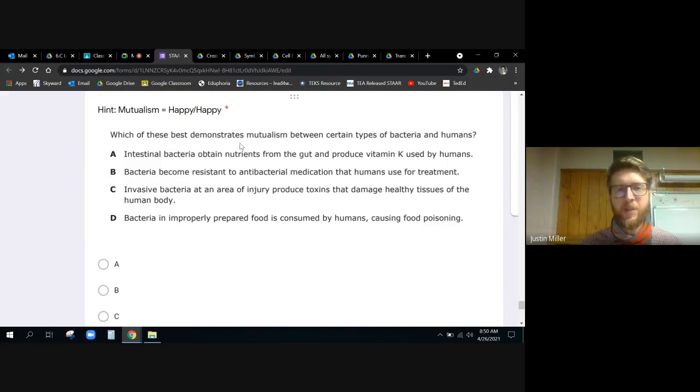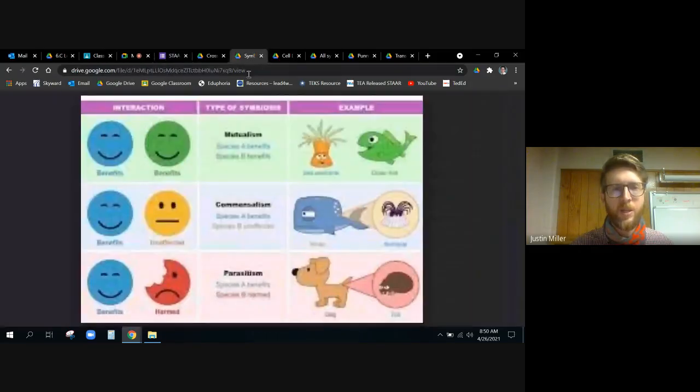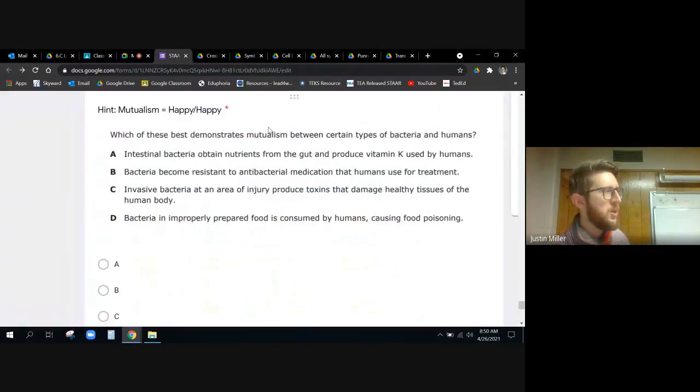Which of these best demonstrates mutualism between certain types of bacteria and humans? Remember that mutualism is happy, happy. Sorry, this picture's so blurry. I know it stinks, but that says mutualism. And you can see two happy faces. They're both happy, happy, happy. So which of these describes a situation in which both the bacteria and the humans are happy?